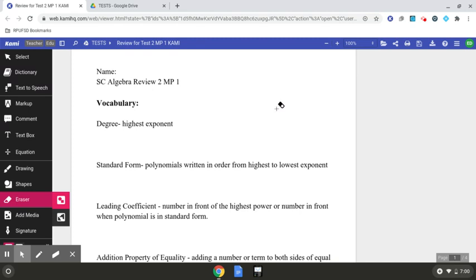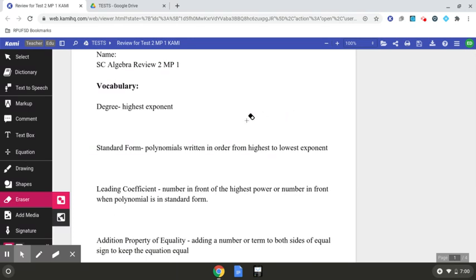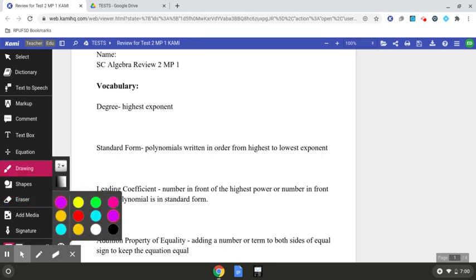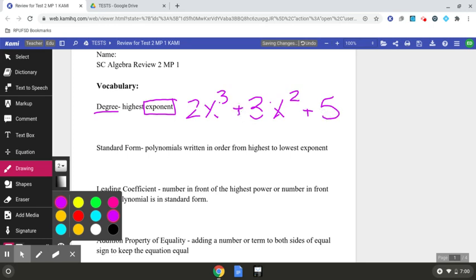Okay, so the first section of the notes is vocabulary, just because they're important words that you need to kind of understand. The first thing here says degree, and degree refers to our highest exponent. So when you see the word degree, always think exponent. Exponent, guys, is that little number. So if I gave you something like 2x cubed plus 3x squared plus 5, my degree of this polynomial is 3. It's the highest exponent.